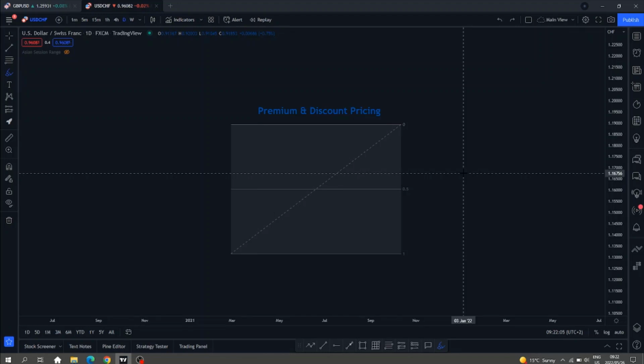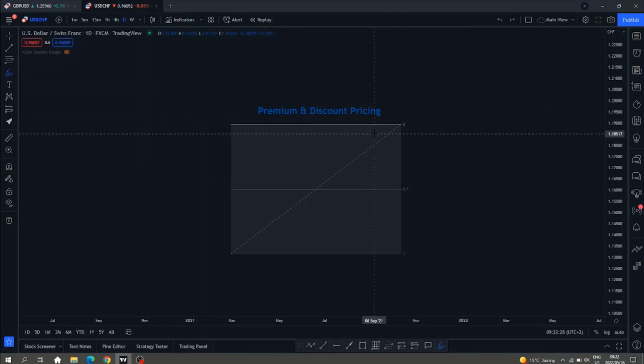If you think about life in general, whenever you're looking to buy something or sell something, you're looking to buy at the cheapest price possible, and you're looking to sell at the highest price possible, because as a buyer, you want to save money, and as a seller, you want to make as much money as possible. And that's what premium and discount pricing is.